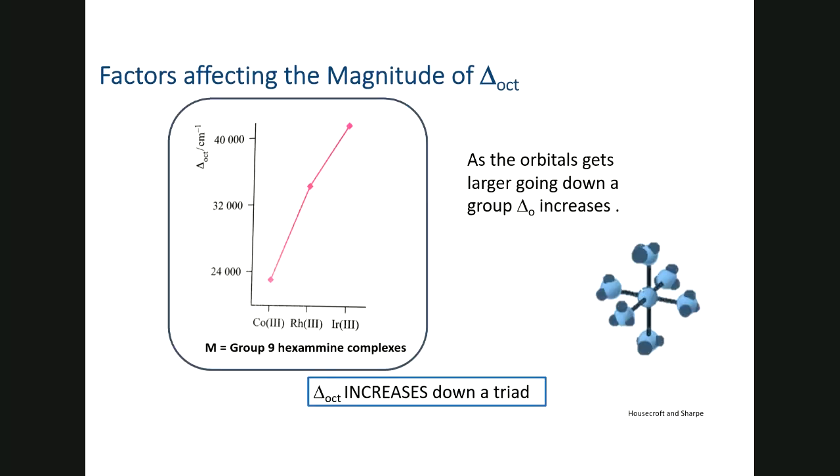If I were to now go down a group, so if I were to look at different metals, now if I look at group 9, cobalt 3, rhodium 3, and iridium 3, and I were to measure delta octahedral for a series of amine complexes, so the ligands are the same, the oxidation state stays the same, the only thing I'm changing is the metal, I'll see that as I go down the group, delta octahedral increases, right? So delta octahedral for cobalt 3 is going to be smaller than delta octahedral for an iridium 3 complex, even if they have the same ligand.